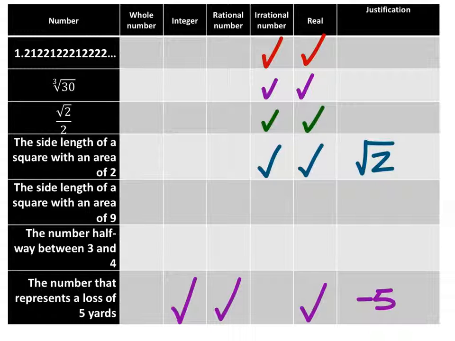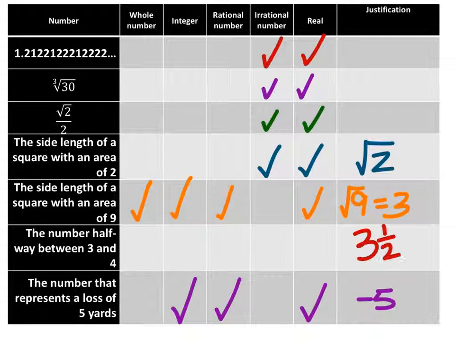All right, the side length of a square with an area of 9. So if the area was 9, the side length would be the square root of 9, which is 3. That's a whole number. That's also an integer, rational, and real. The next one, the number halfway between 3 and 4 would be 3 1/2 or 3.5, if you like that one better. And both of those would be rational and real.